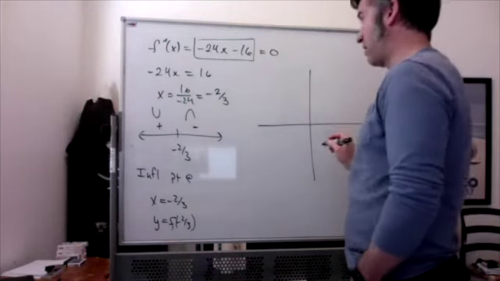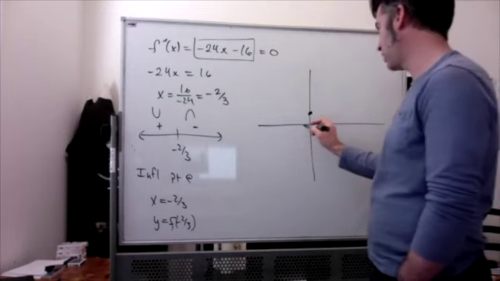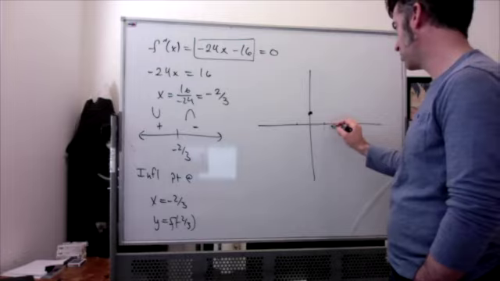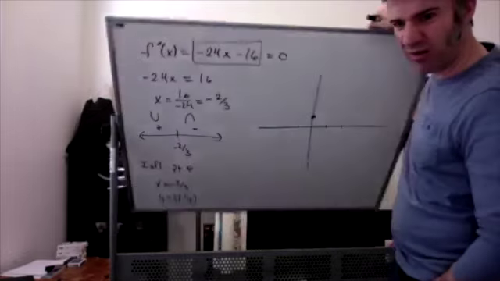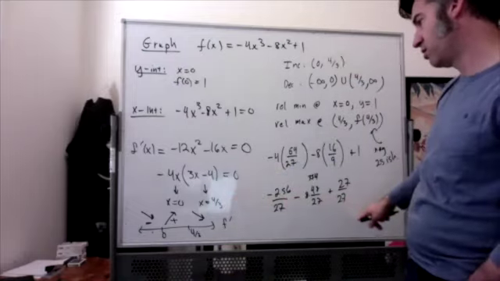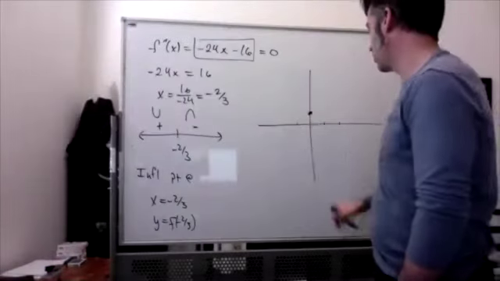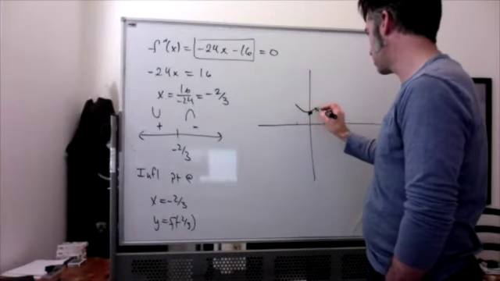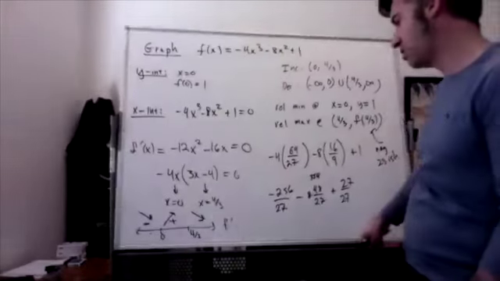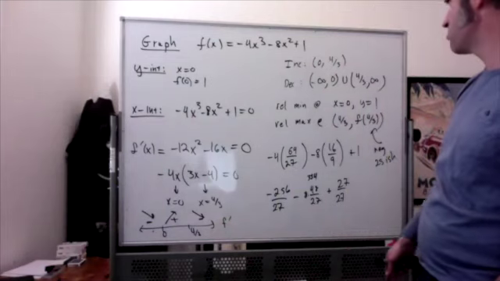So I now have my y-intercept at 0, 1. And I know I have an inflection point at negative 2/3 something. And yeah, this one's kind of hard to graph, I'm not going to lie. We have a critical value at 4/3. Oh, sorry, we have a relative minimum there. So we do know a couple things. We know that it's going to be going like this, a relative minimum there. And then over here at 4/3 we have a relative maximum.